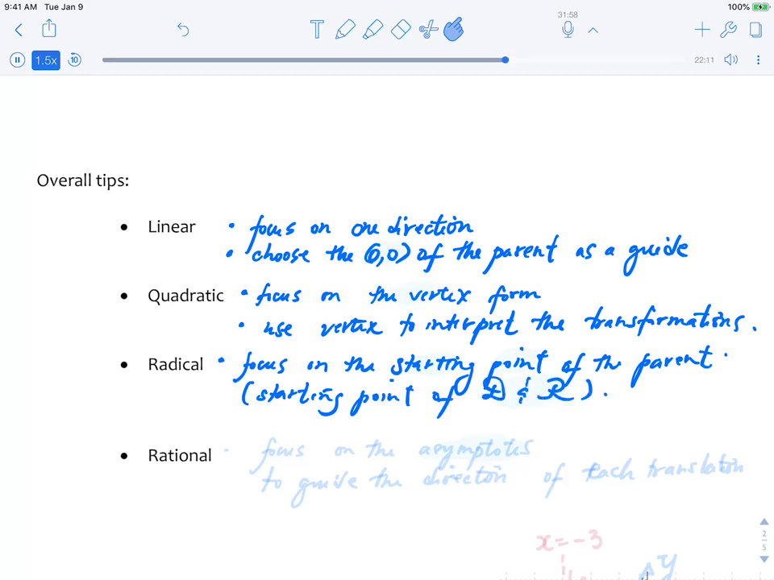And for the rational one, the main aspect was, sorry? The rational, well, yes, you always fix those 2 points, but what tool did we use for easy graphing? The asymptotes, okay? So focus on the asymptotes to guide the direction of the transformation. Each translation.